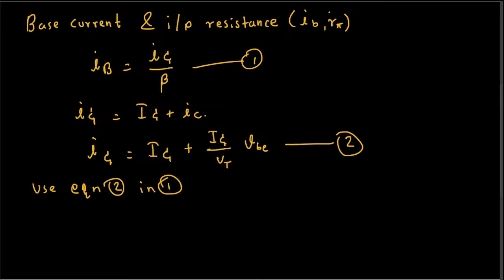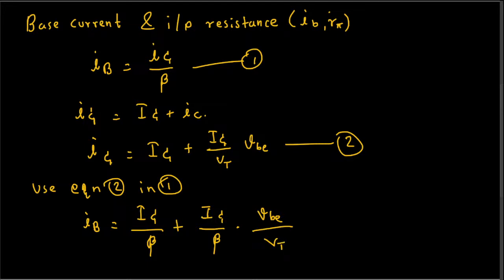So if you divide the whole term by beta, then IB is equivalent to IC over beta plus again IC over beta times VBE over VT. Okay, let's call this one equation number 3.